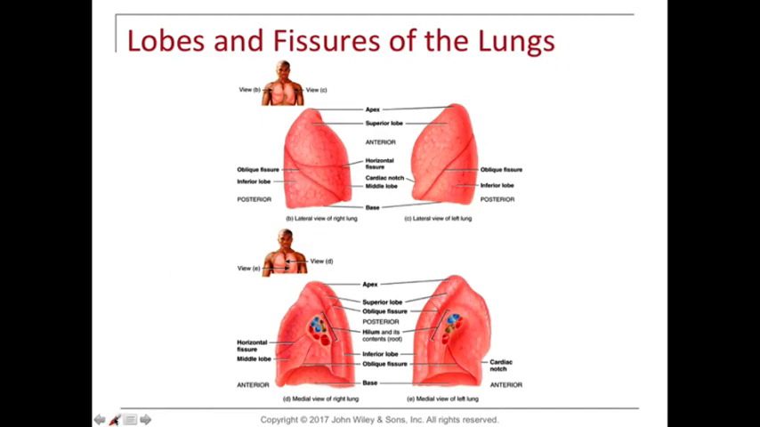Let's look at some of the fissures here. On the left side, there's simply an oblique fissure separating into a superior lobe and an inferior lobe. On the right-hand side, there's also an oblique fissure separating into a superior lobe and an inferior lobe, but there's also this horizontal fissure, which gives the middle lobe only on the right-hand side. The hilum is a region where you have this opening for lymph, for arteries and veins, like the pulmonary arteries and pulmonary veins going to the lungs.